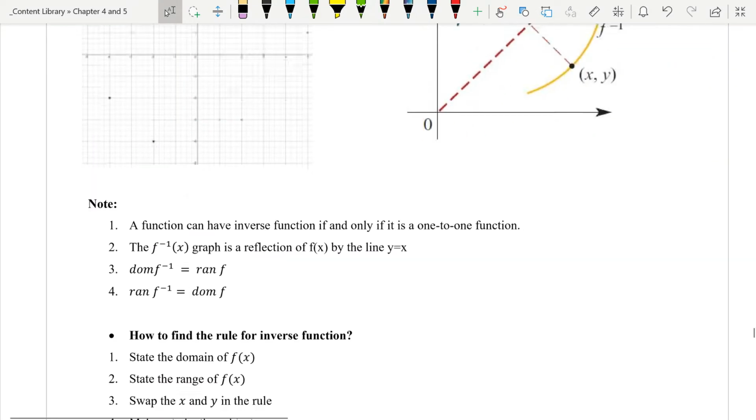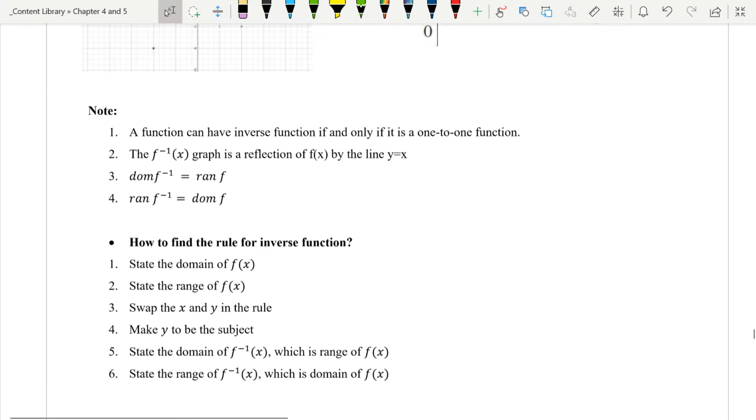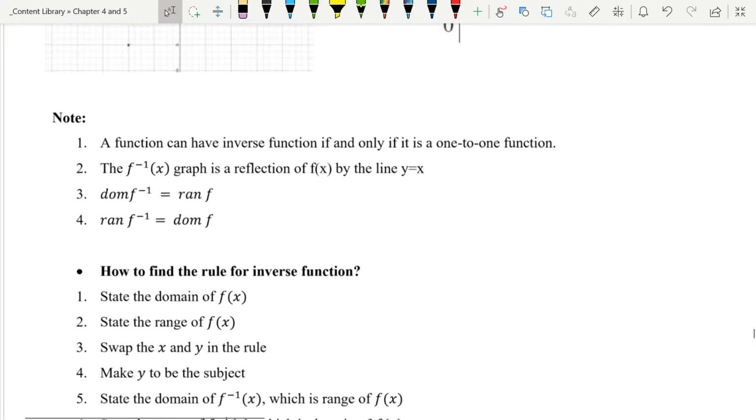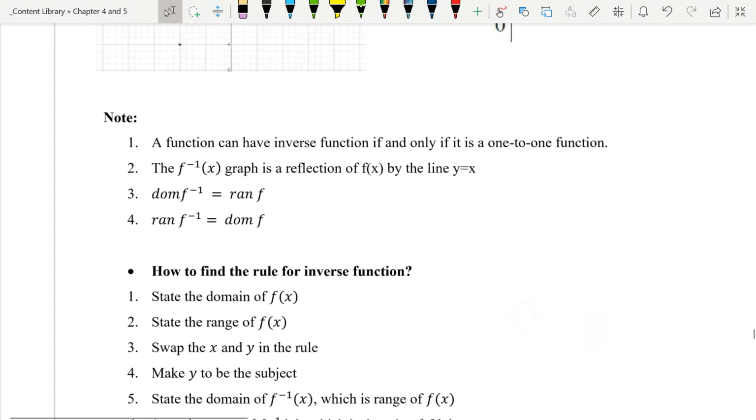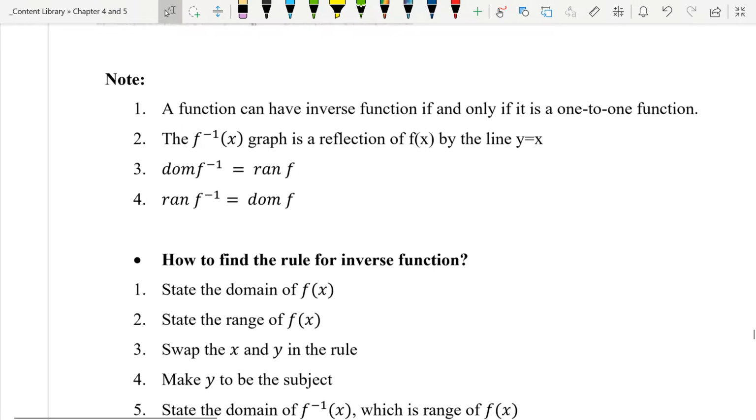After knowing that, there are 4 points we need to know. First, a function can have an inverse if and only if it's a one-to-one function. Second, the inverse graph is a reflection of f(x) about the line y equals x. Those are the 2 points I wrote for you at the beginning. Now the third and fourth are really helpful. The domain of the inverse becomes the range of the original.